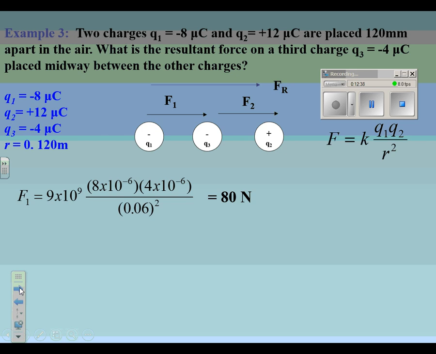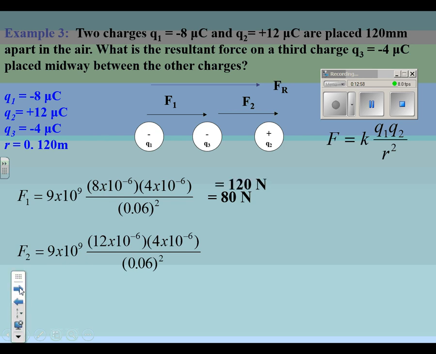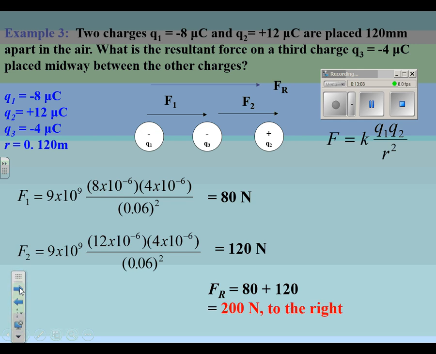Remember, we don't include the sign. The sign was there to help us determine direction for the force. Okay? Then for F2, I'm going to use Q3 and Q2's values, just their magnitudes, converted from microcoulombs to coulombs, and the distance between them was 0.06, since I put Q3 right in the middle. So that gave me 120 newtons. So to find my overall, my resultant force, I would just add the two together, and that would be 200 newtons to the right, or towards Q2, because everything's going to go that direction.